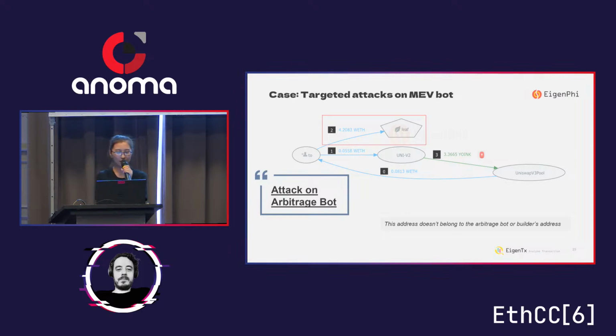But you can see there is a malicious transfer. That is an abnormal transfer from this contract to the leaf address of 4.2 WETH. And what is surprising is that this leaf address doesn't belong to this MEV bot or even the block builder's address. We further conducted some analysis and found that this leaf address belongs to the group who sent the baiting signal to initiate the attack.